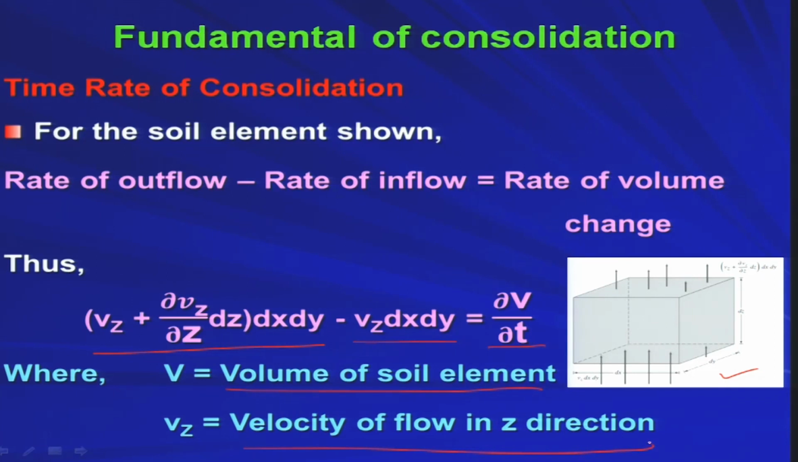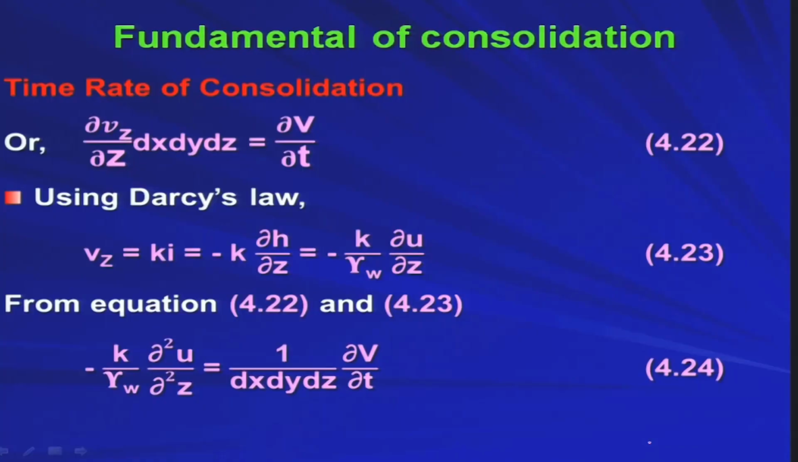Agreed? So, this is the expression for your fundamental 1D consolidation theory. This is the backbone equation for your 1D consolidation theory. Now, from that equation we can get ∂Vz/∂z dx dy dz is equal to ∂V/∂t, where V is the volume of the soil.